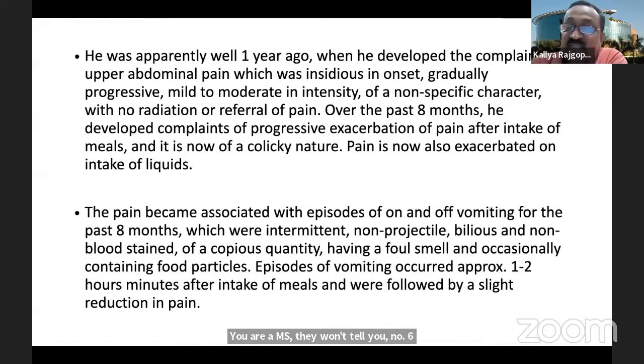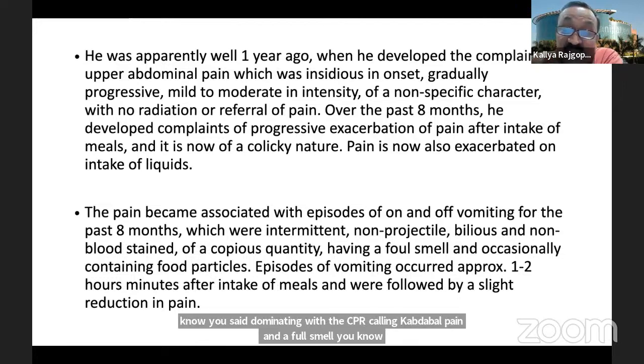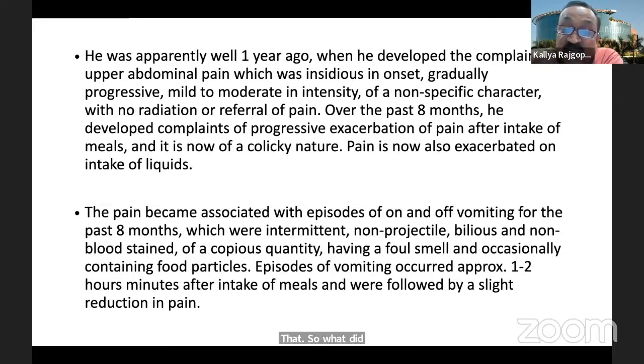Interpretation, thinking. There is one more important point here, that it is dominating with severe colicky abdominal pain and a foul smell. Yes, sir. What do you mean by that? Do you think it is stasis of the food particles or undigested food particles? Typically pyloric obstruction patients have a foul vomitus, but what do they complain? If there is a total pyloric obstruction, let us say.